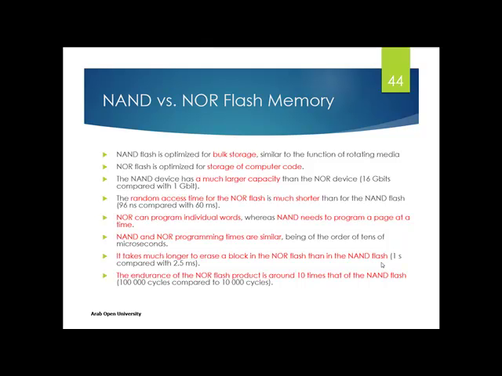It takes much longer to erase a block in the NOR compared to the NAND. And finally, which is very important, the endurance of the NOR flash is 10 times that of the NAND flash: around 100,000 cycles for NOR, and 10,000 cycles in the NAND flash. So in general, as we said, the NAND is optimized for bulk storage, while the NOR is optimized for computer code storage.